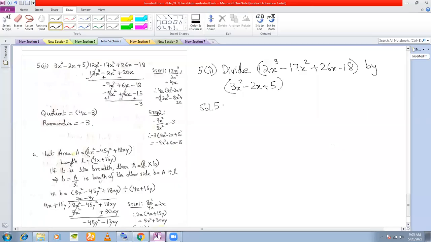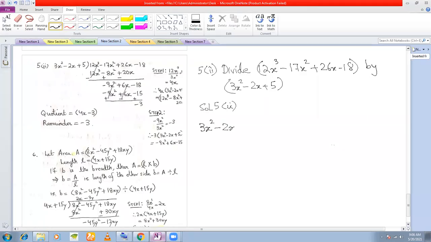Question is, can they be divided? Yes, sir. Why? Because the degree of the dividend is greater than the degree of the divisor. And what is the degree of the dividend? 3. And what is the degree of the divisor? 2. So we can divide then. So we proceed with the division method.